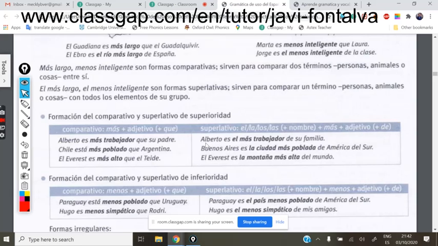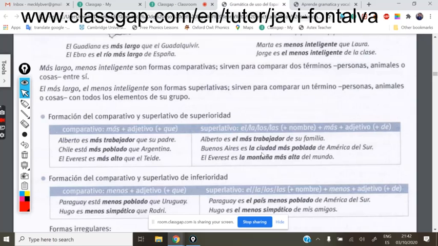For example, Alberto es el más trabajador de su familia. So Alberto is the most hard working in his family. So notice we say de. But then again, this bit is optional. If you don't want to say his family, just finish with trabajador. So Alberto es el más trabajador. You can also say that.